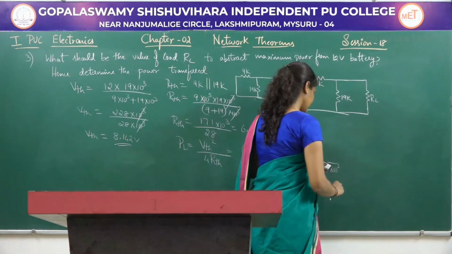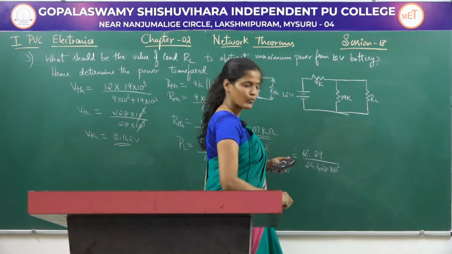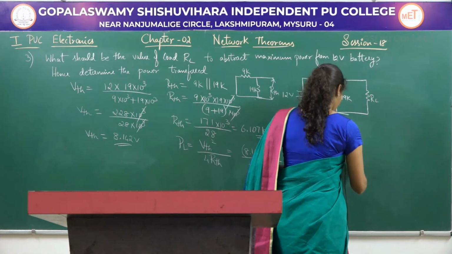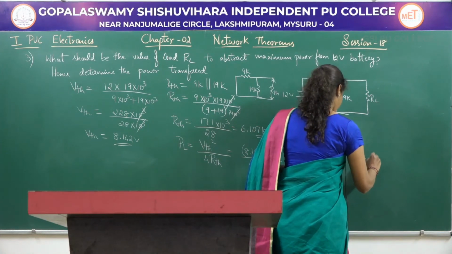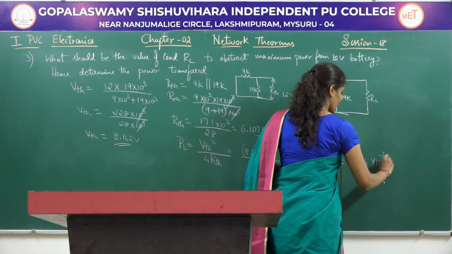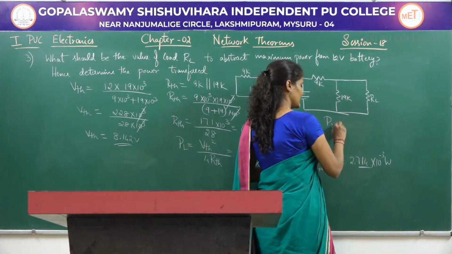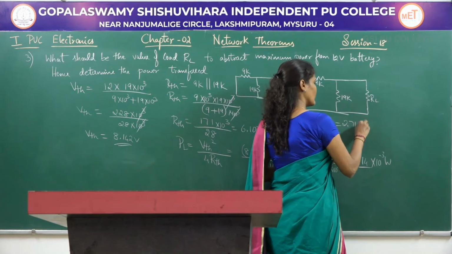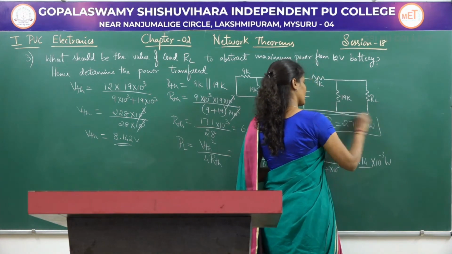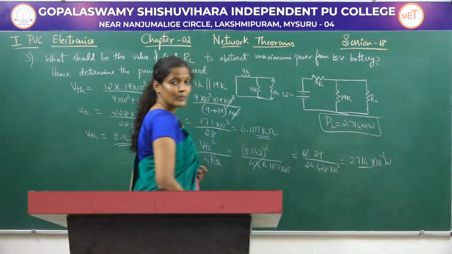So 66.29 divided by 24.42 will give me 2.714 into 10 to the power of minus 3 watts. PL is equal to 2.714 milliwatts. So this is the final answer for this problem.